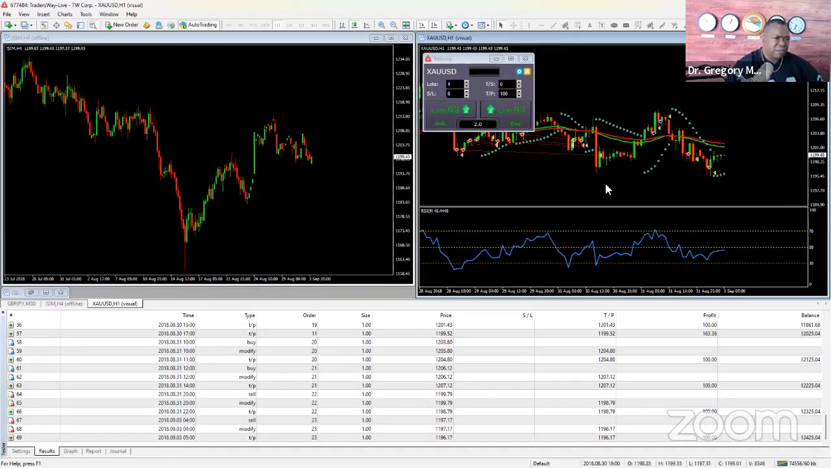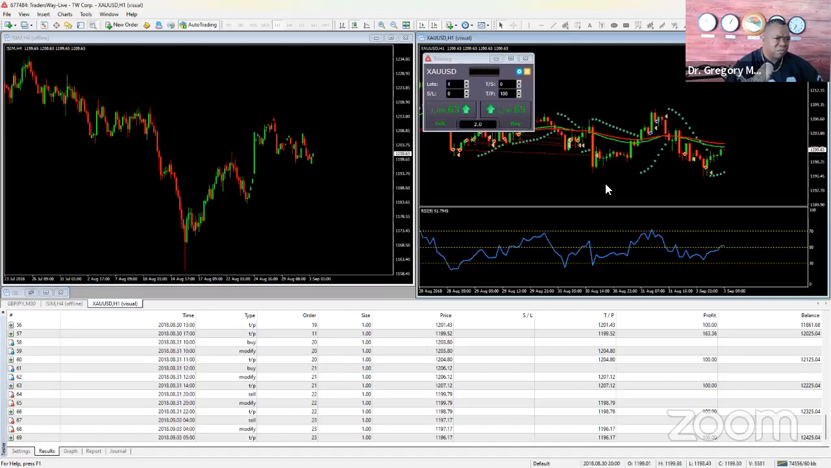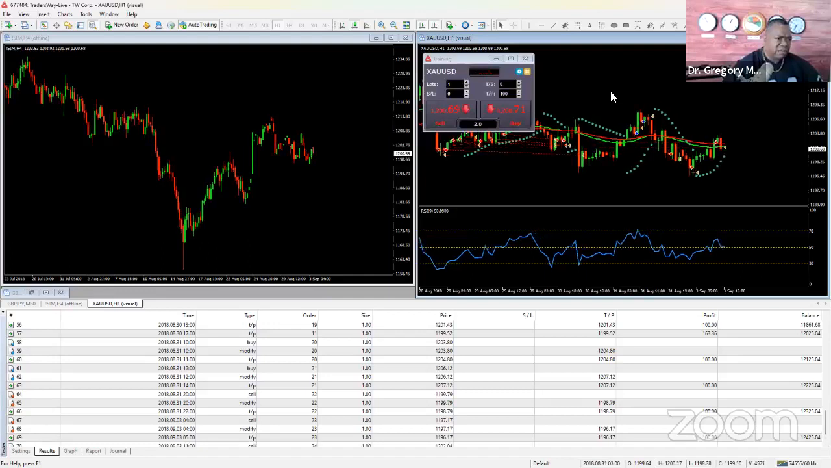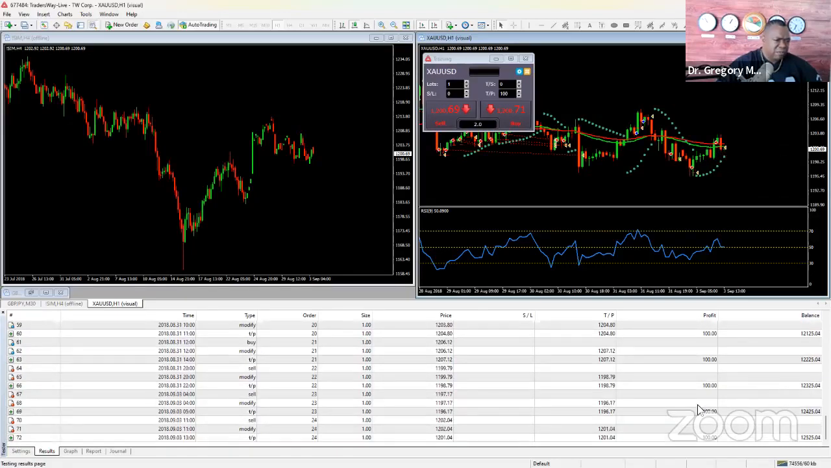But here is another. We're just waiting for another setup, waiting for the price to line up for our setup. And then there we go. We entered here. The red arrows are short. Our exit is there, and we made another $100, right?